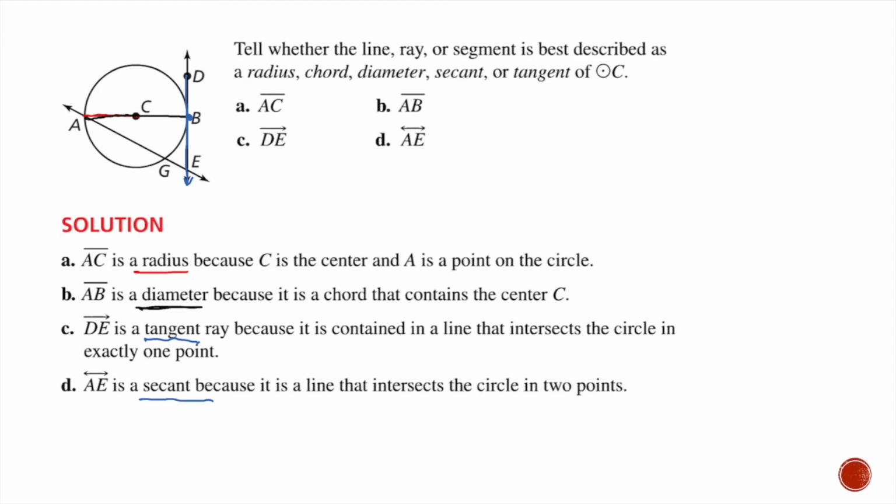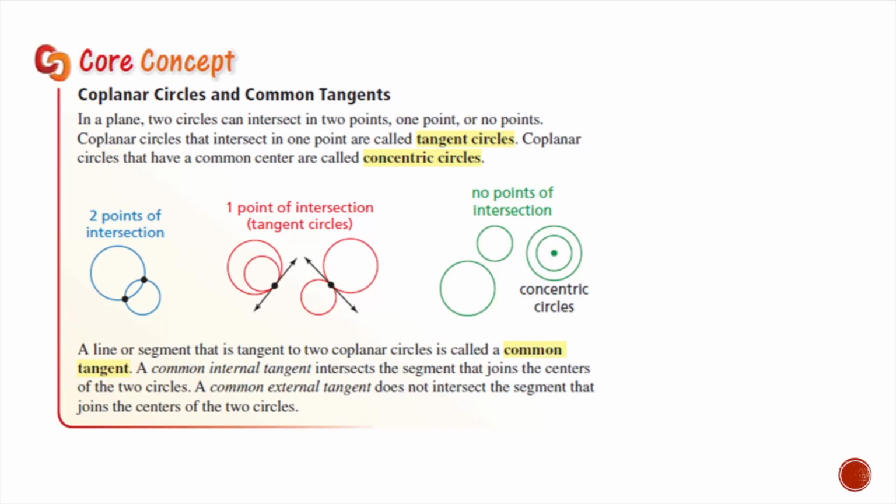Great, let's continue. So here we have coplanar circles and common tangents. Take the time to write this down and meet back with me in a bit. Okay, in a plane, two circles can intersect in 2 points, 1 point or no points. Here on the bottom left, you can see that I have 2 points of intersection. In red, you'll see that I have 1 point of intersection for both of these circles.